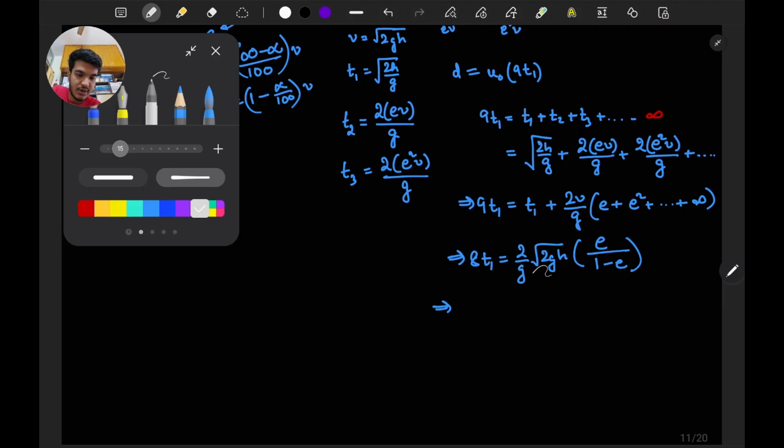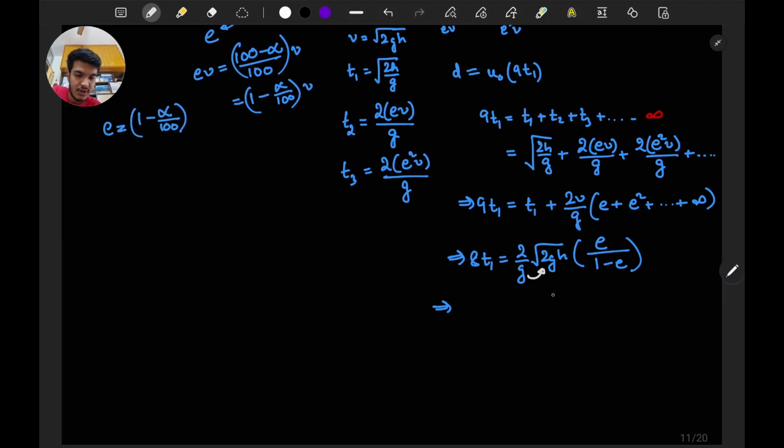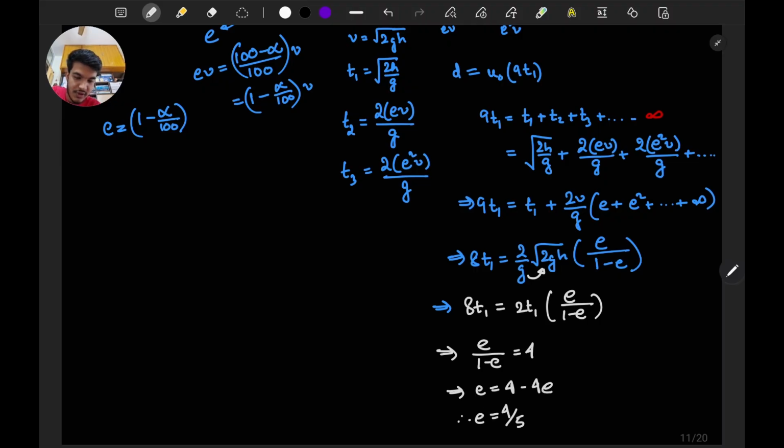This term, if I take g inside here, it would become basically t1. So this is 8t1 equal to 2t1 into e by 1 minus e. So e by 1 minus e is nothing but 4.